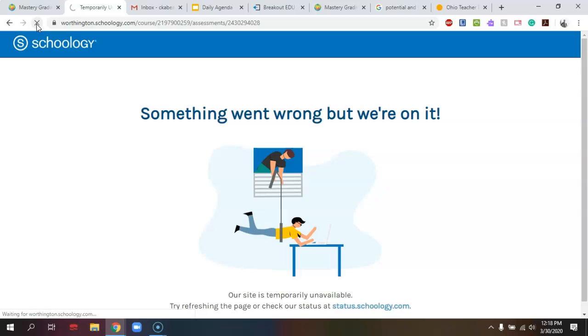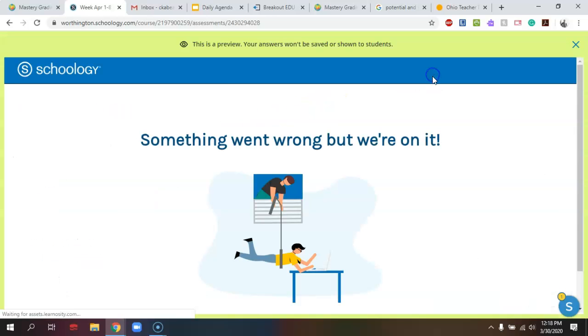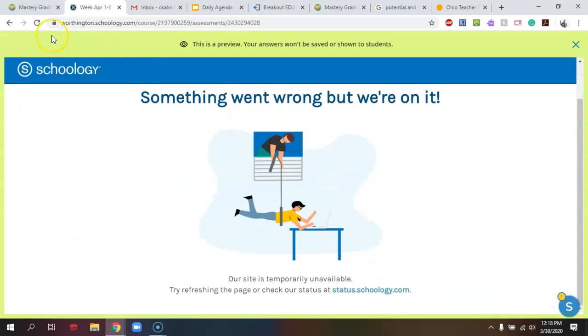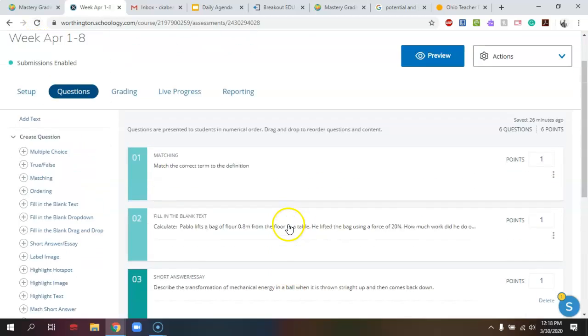Schoology's been doing this. So if you guys run into this, just be patient. We're all experiencing it. So, okay, you're going to go through and take a look at this quiz. The quiz has a few questions in there that come from that page. You're going to answer those questions on Schoology and submit them.